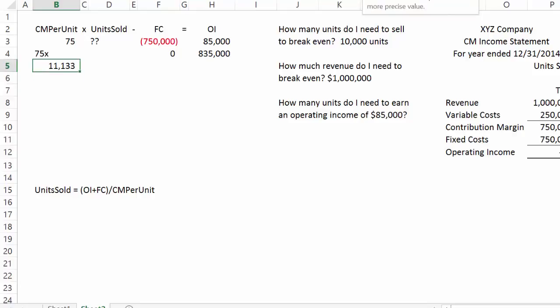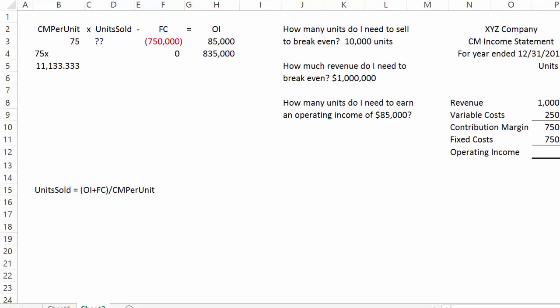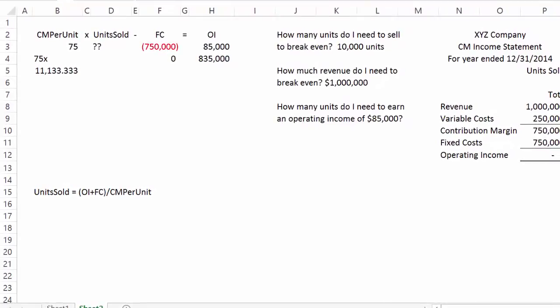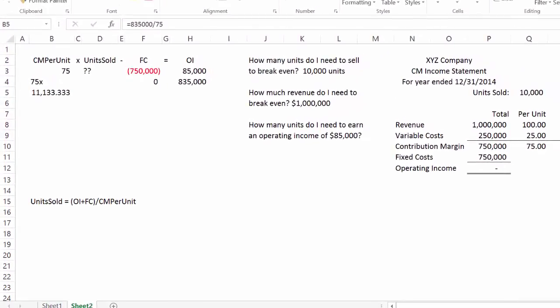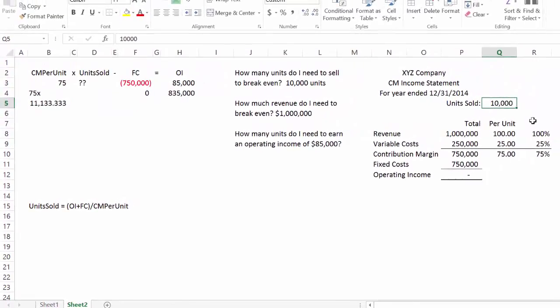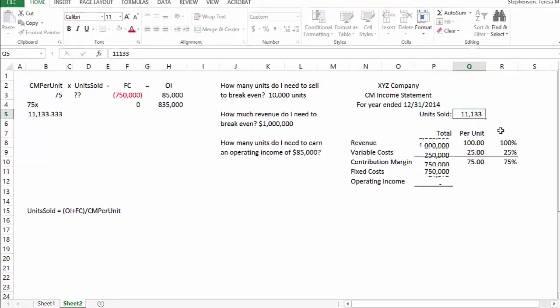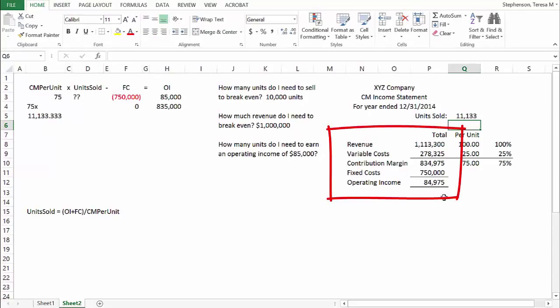So let's go ahead and increase this decimal a little bit. So this is actually 11,133 and a third units. Usually you can't sell 11,133 and a third units. You have to sell whole units. So let's see what happens if we come over here and we put in 11,133. We didn't make $85,000. We made something short of $85,000. So that answer is not correct.